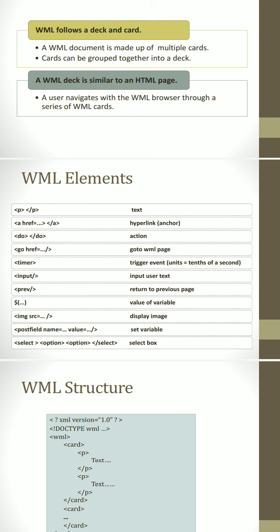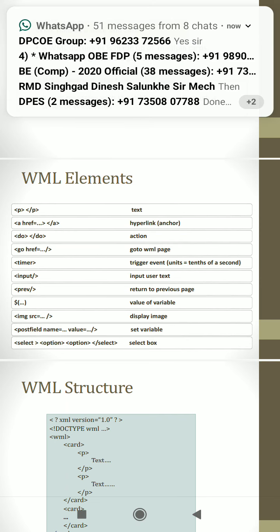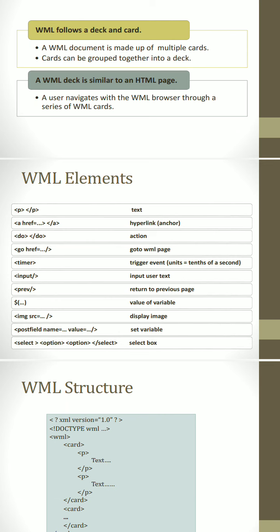prev slash, that is to return to the previous page. Dollar in brackets, the values of variables. img src equal to, that is for displaying an image. Then select option, for selection from a box. And postfield name equal to value, that is for setting a variable. So these are some elements or tags which are used in the WML language.